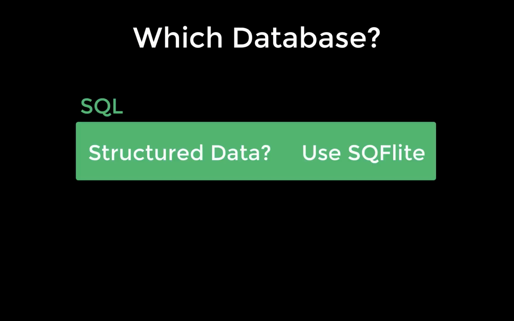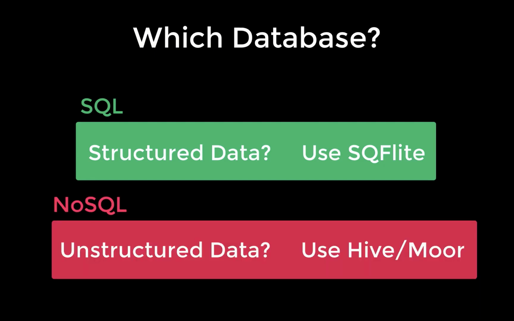And secondly, it is important to know which type of database you should use. So first of all, you can use an SQL database, which has then a schema, and therefore we use here Sqflite. Otherwise, if you don't want to have a schema, then simply take NoSQL databases such as Hive or Moore.